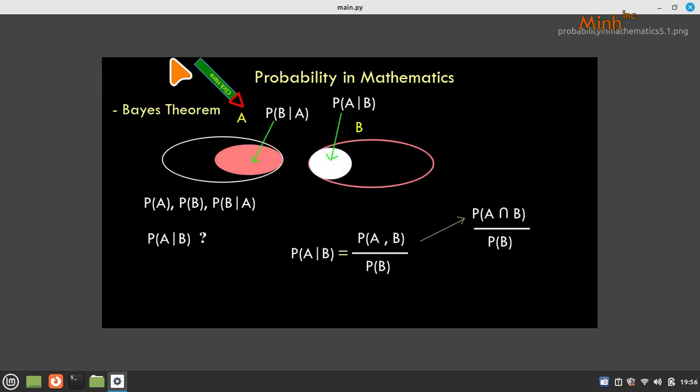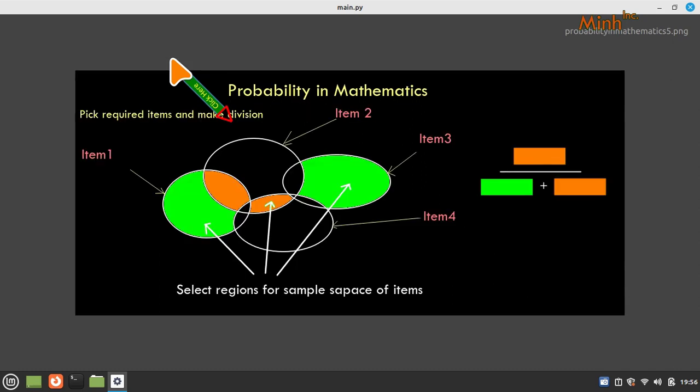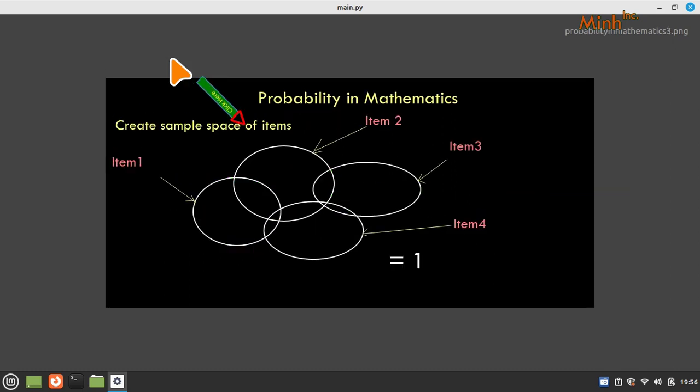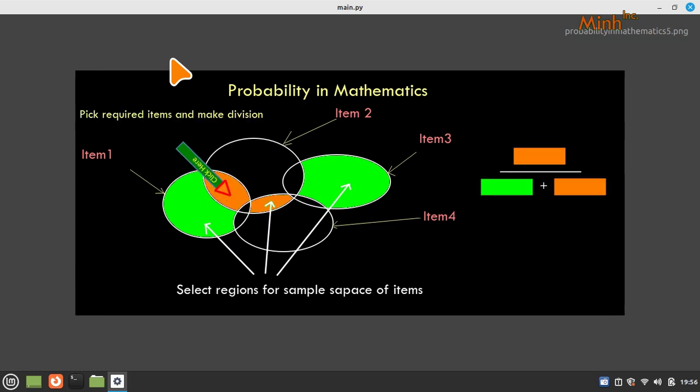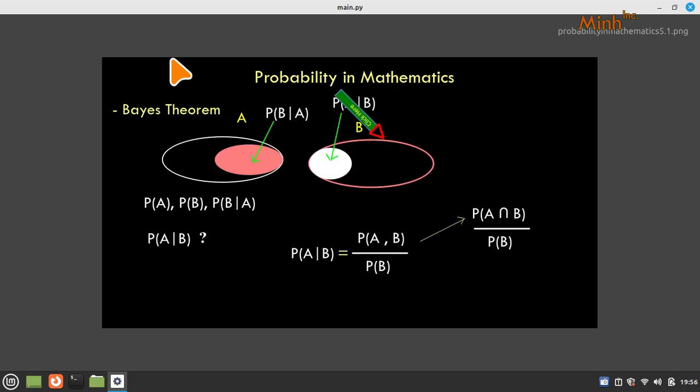Okay, so now if we see the scenario we presented, where we have items, then if we create the sample space of the items, we may not select everything. We select whatever is matching the scenario, then we pick whatever is required and calculate the probability. So this leads to Bayes theorem. So what is Bayes theorem?